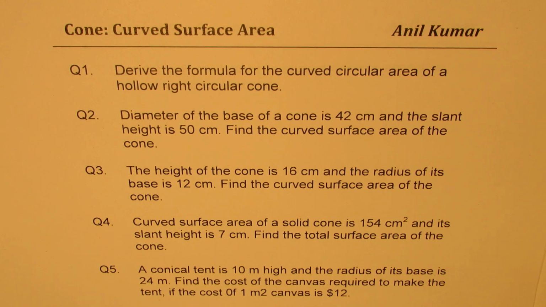Question number 5. A conical tent is 10 meter high and the radius of its base is 24 meters. Find the cost of the canvas required to make the tent if the cost of 1 meter square canvas is $12. So I'd like you to pause the video, answer these 5 questions and then look into my suggestions.